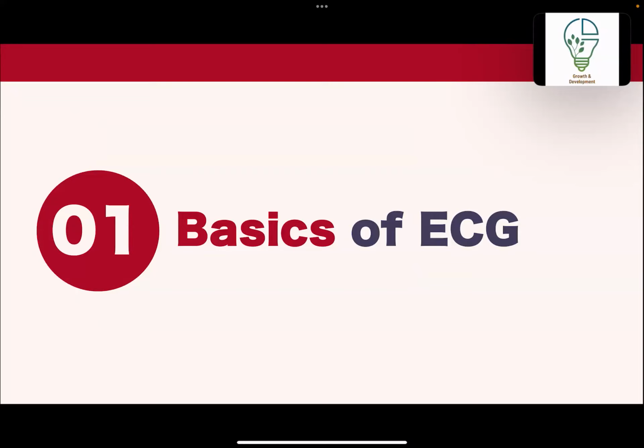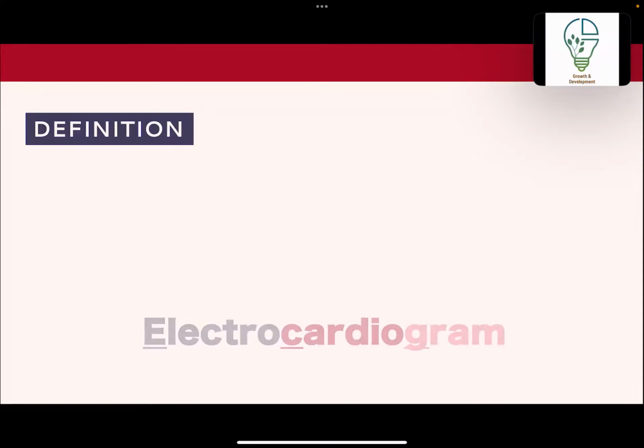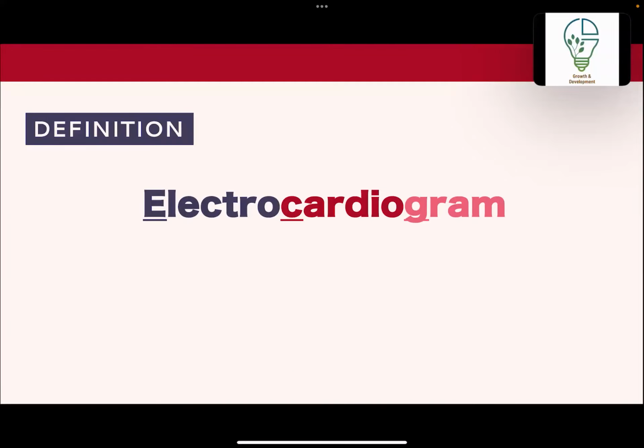So starting off, first of all, with the basics of ECG. Now, the first question that comes to your mind is, what is an ECG? An ECG is basically defined as, it's an abbreviation for an electrocardiogram. So electrocardiogram, electro for electrical activity, cardio for the heart, and then gram for a recording. So it's basically a recording of the heart's electrical activity.